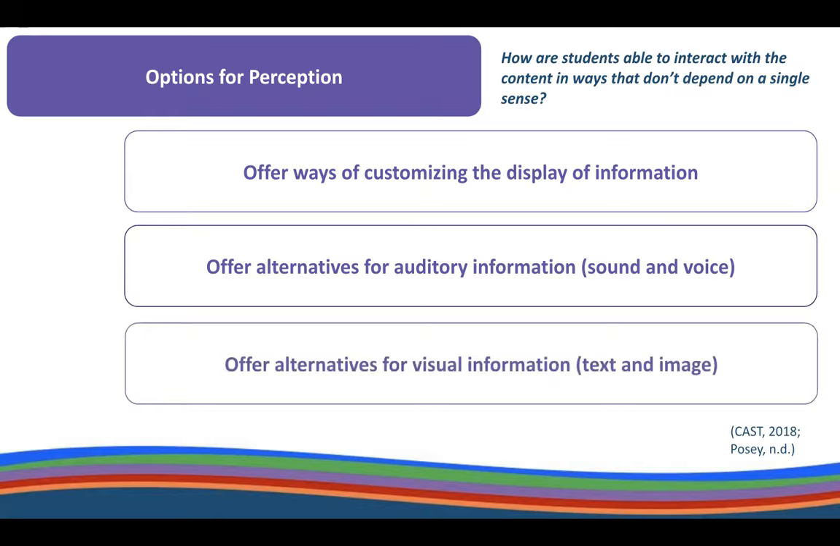Similarly, build in alternatives for visual information or text and images. Think about what you might do if a teacher is relying heavily on text-based or visual materials. Is there an audio version of the book for students to choose? Can there be text-based image descriptions for students to read? These are all examples of how you might add in alternatives and options that plan for the range of different ways that students perceive and access content.